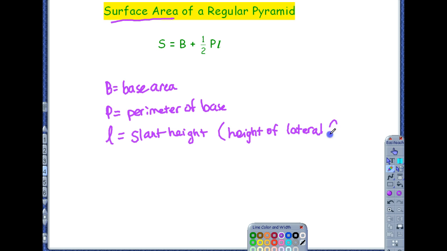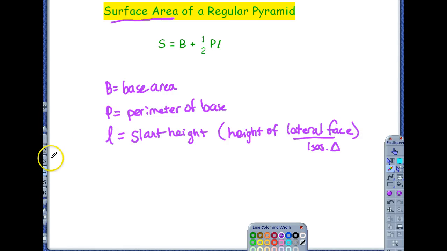Now, that lateral face is going to be an isosceles triangle. Remember that: isosceles triangle. Notice this formula is different than the two that we learned with cylinders and prisms because it doesn't have two bases, that's one. And notice it doesn't have the height involved. It has the slant height. So if I give you the height of the regular pyramid, it's probably to help you find the slant height. We're probably going to be doing something with that.